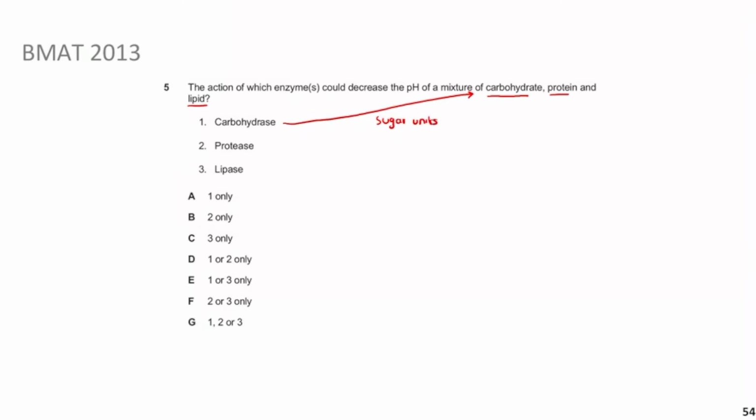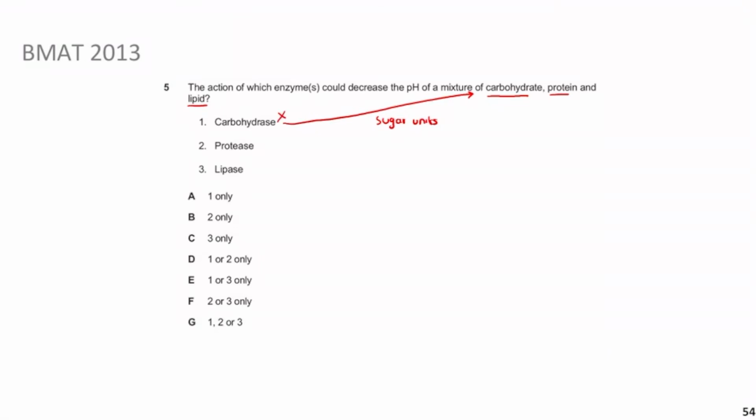So if you add carbohydrase, it's going to deal with the carbohydrates. It's not going to do anything with the proteins or lipids because those substrates have a different shape to the carbohydrates, and therefore the active site of the carbohydrase is not going to recognize them, but it would recognize the carbohydrates, and then that would form sugar units, right? But would that decrease the pH? No, sugar units, they're not acidic, isn't it? They're a bit polar because they have OH and stuff like that, but they don't provide hydrogen ions, therefore they're not acidic. So it can't be this one.